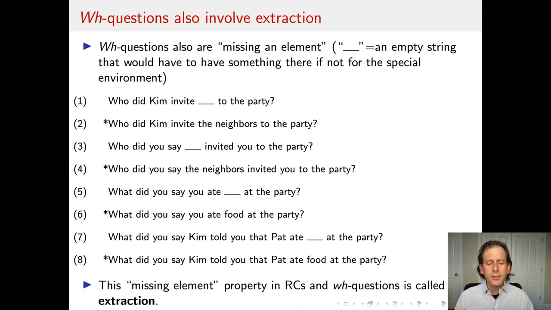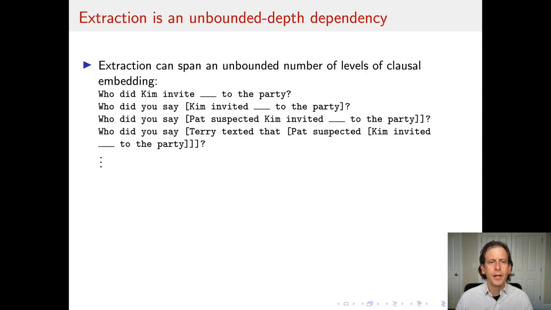So once again, this missing element property, which we saw in relative clauses, we're also seeing in WH questions. And this is what's called extraction. The element has been extracted from its ordinary environment, which is indicated by the underscore, and actually can't be there in English. And extraction, crucially, is what's called an unbounded depth dependency. It can span an unbounded number of levels of clausal embedding. So once again, a sequence first with WH and second with relative clauses will do.